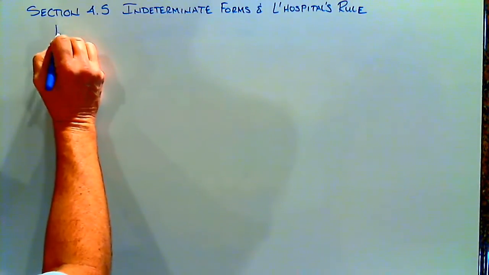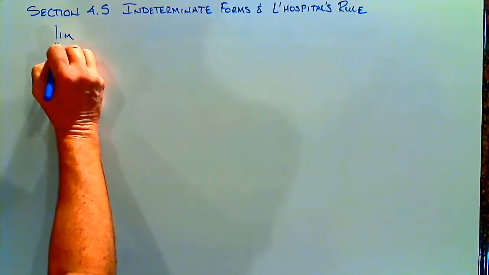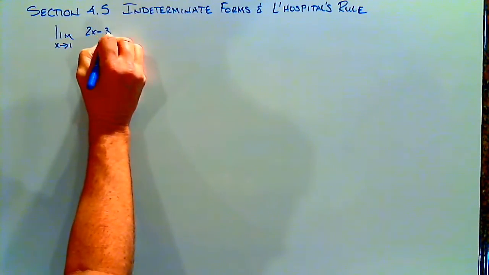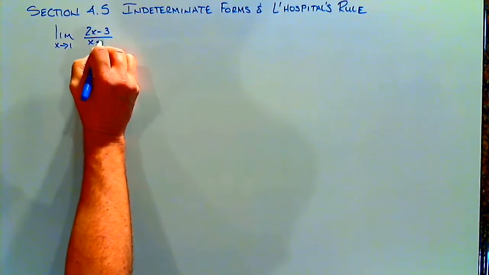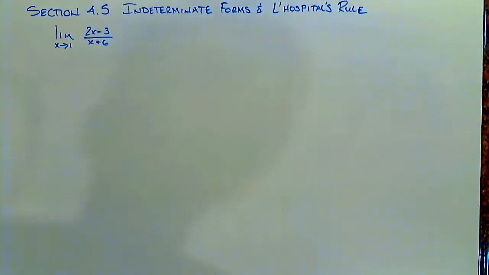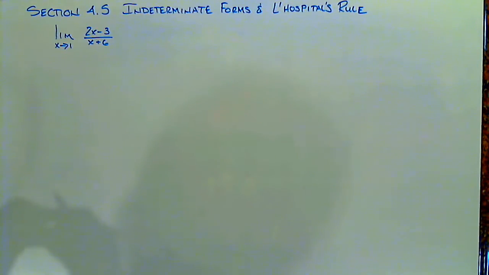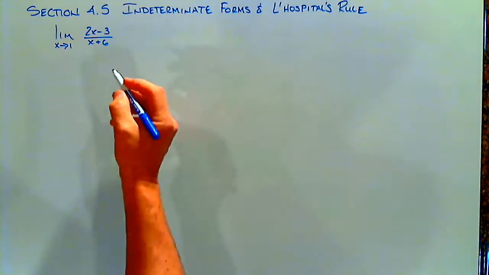When we saw limits in chapter 2, if we had something like the limit as x approaches 1 of 2x minus 3 over x plus 6, the way we would evaluate this limit is with the just plug it in approach, as I like to phrase it. That's our first approach to finding limits. We try to plug in 1, and if we don't get something that's undefined, we're done, because we are.